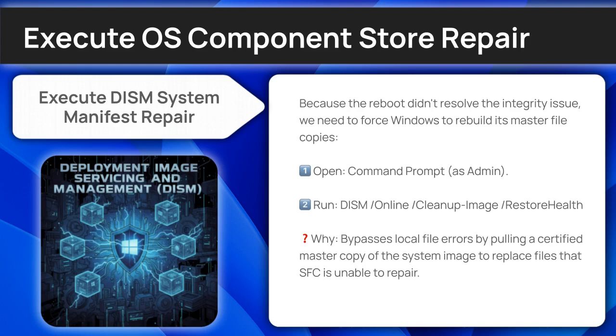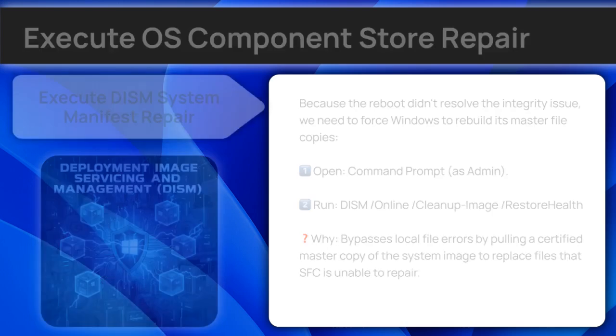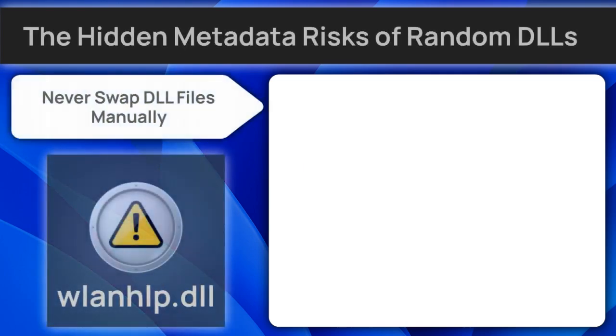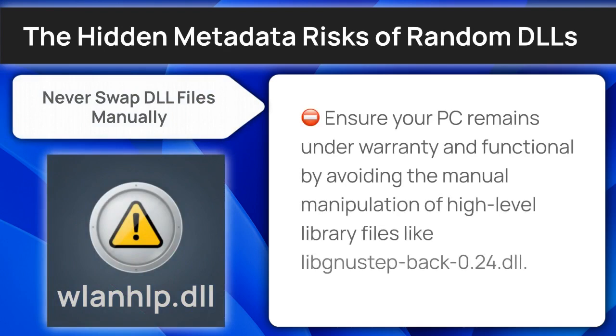Why are we doing this? Well, it bypasses local file errors by pulling a certified master copy of the system image to replace files that SFC is unable to repair. To prevent any secondary issues, I recommend a cautious approach to downloading individual system files. A quick warning: many sites offering Wlanhlp.dll are actually distributing modified files that can track your keystrokes and compromise your passwords.